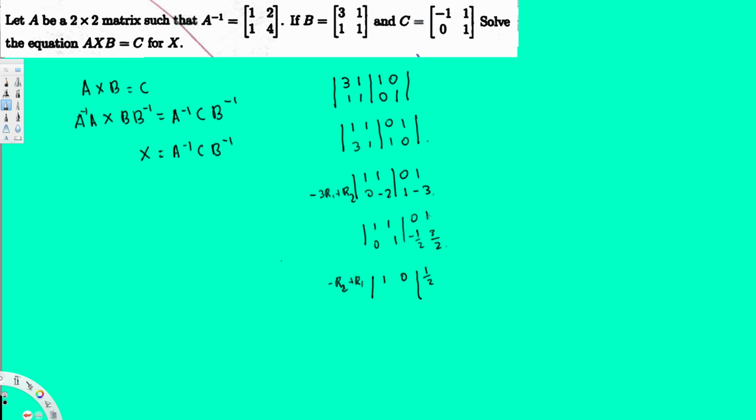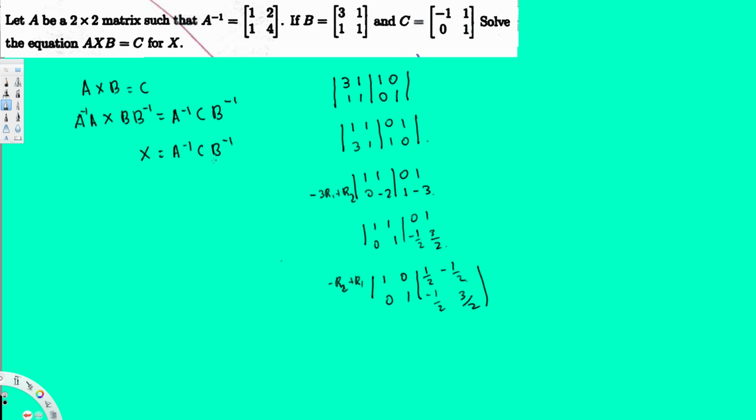Then plus 1, so 1 you can write as 2 by 2. So 2 by 2 minus 3 by 2 is going to be minus 1 over 2. Then the second row is going to remain the same. So it's going to be 0, 1, minus half, 3 by 2. So this is the A inverse. So we found the A inverse.